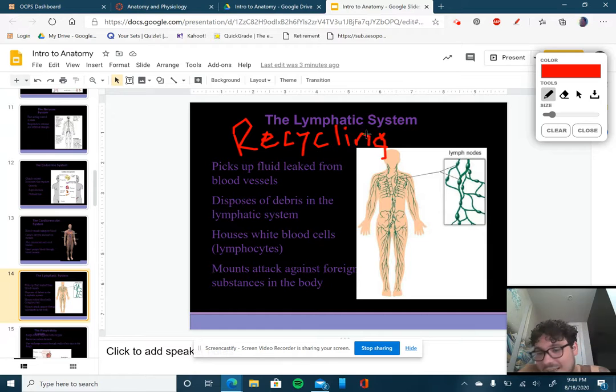The recycling system, or the lymphatic system, also helps to pick up any debris that's found. That's important too. Now I'm going to go ahead and star this because I do think this is also important. I'm going to draw that again because I'm not happy with how that looked. Okay. It's also the house of white blood cells, more specifically lymphocytes. These are specialized white blood cells that help to attack foreign substances like pathogens that invade your body. So viruses, bacteria, your lymphocytes are your main job here.